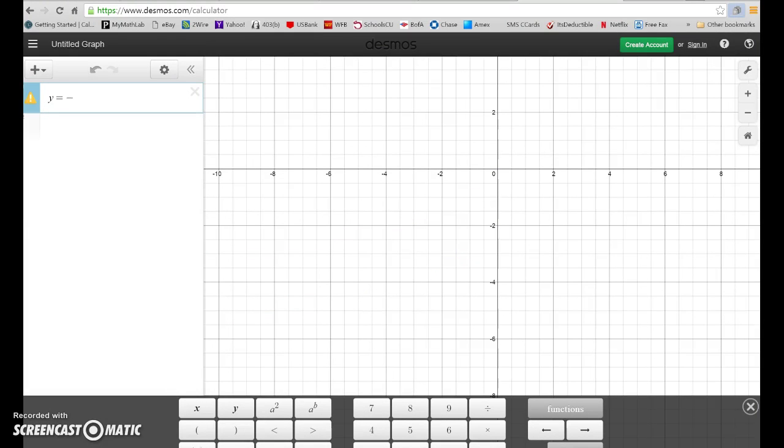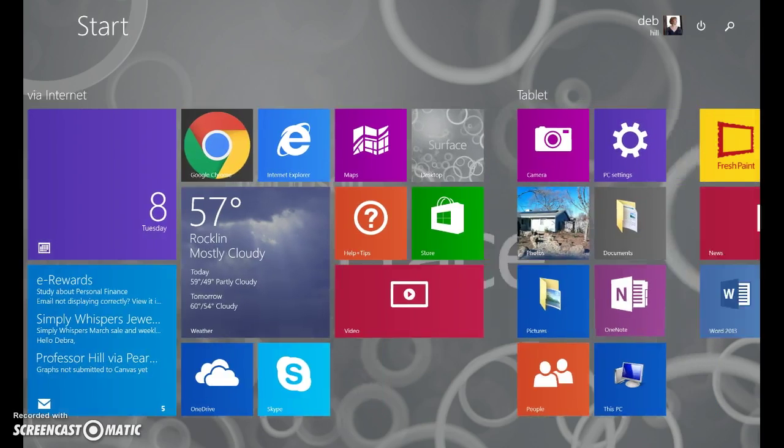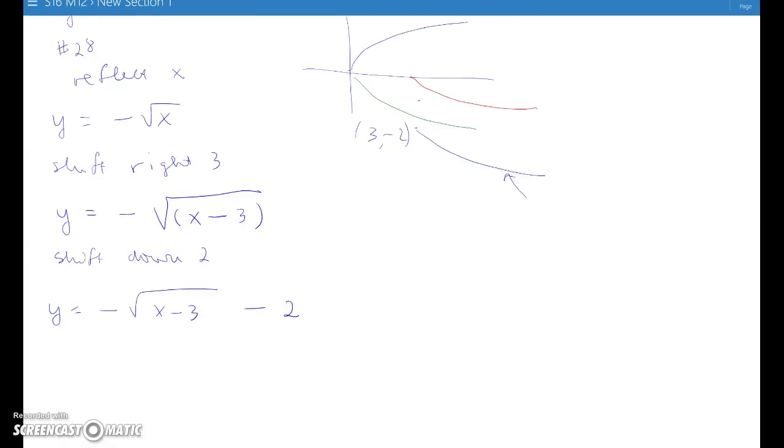So we're going to have y equals the opposite of, the square root of, and then inside the square root now x minus 3. And then outside the square root minus 2. And there's the graph, right where we expected it to be at 3, -2. And downward opening instead of the upward opening. Okay, so let's go back and look at another example, number 29.